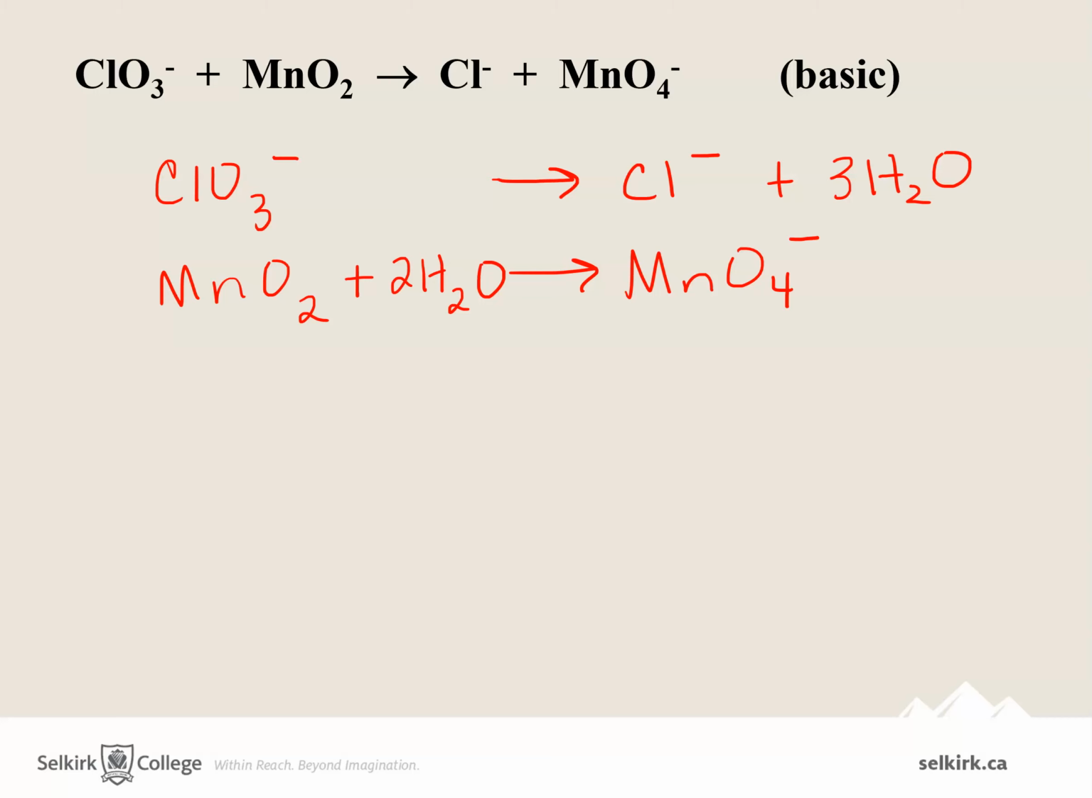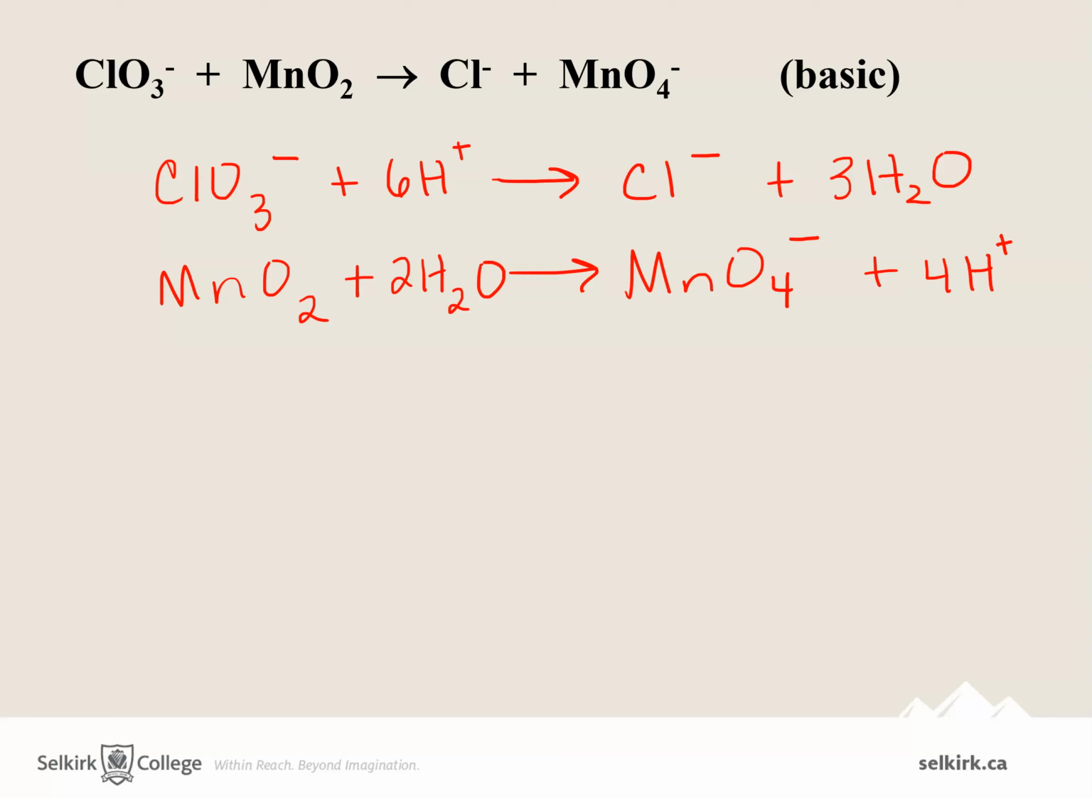Good. Now we're going to balance the hydrogen with H+. In the first half reaction, I see 6 hydrogens on the right, so we're going to need 6 on the left. Double check, 6 and 6. Good. Second half reaction, 4 hydrogens on the left, so I'll need 4 H+ on the right. 4 and 4. Good. So the atoms are balanced. Don't forget to balance the charge. We balance the charge with electrons. This is an electron transfer reaction.